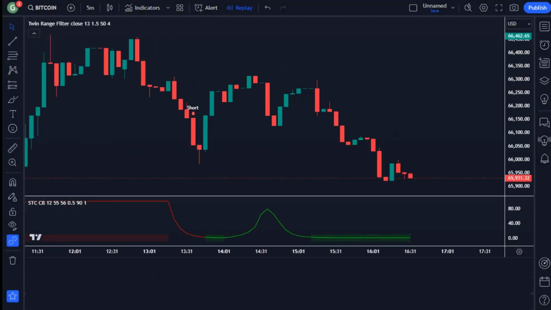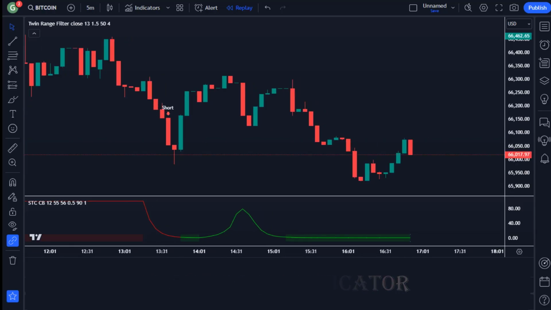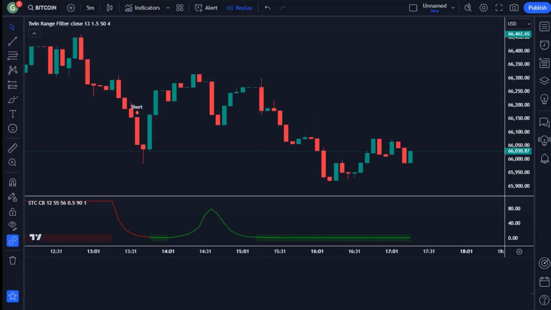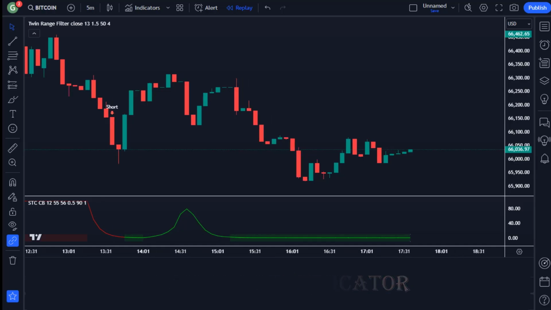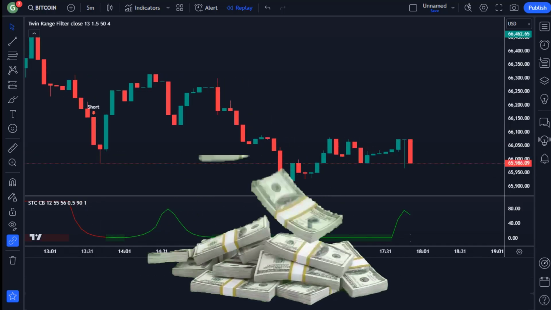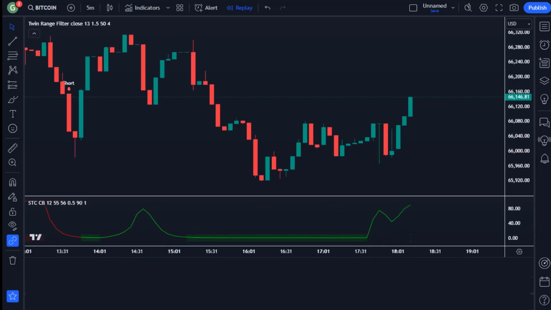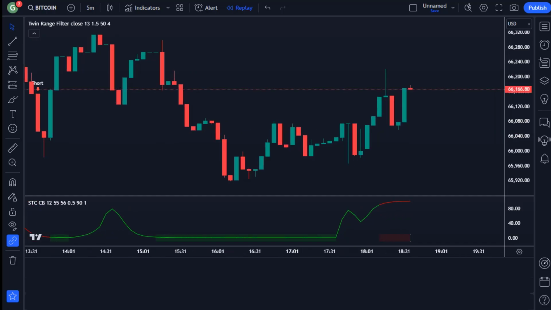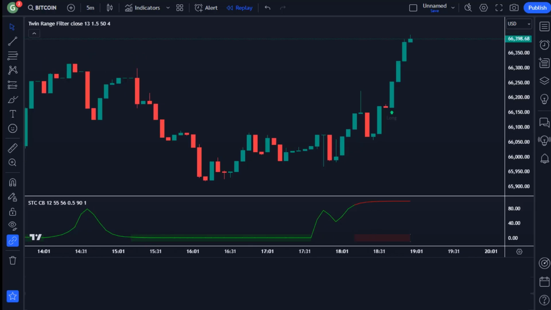Unlock the secrets to successful trading with our latest video on the TradingView Indicator that delivers 100% accurate buy and sell signals. In this video, we believe in T0, the best TradingView indicator designed to help you maximize your profits in the financial markets. Whether you're a novice trader or an experienced investor, our proven strategies and insights will guide you to make informed decisions and enhance your trading performance.